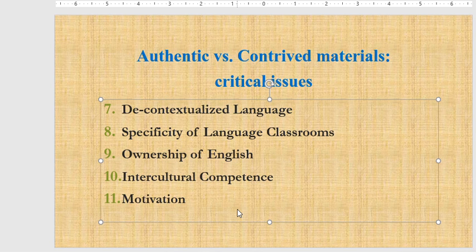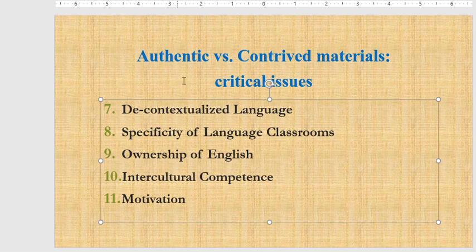and there is a match between whatever they are learning and whatever they are using or they will use in the future course of action. Okay, so to put it in a nutshell, I would like to say that authentic materials should be preferred to contrived materials because there are some advantages to using authentic materials, and I tried to consider some critical issues when I was talking about the advantages of authentic materials.